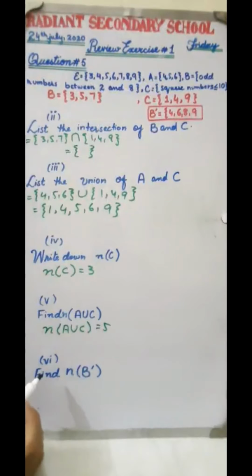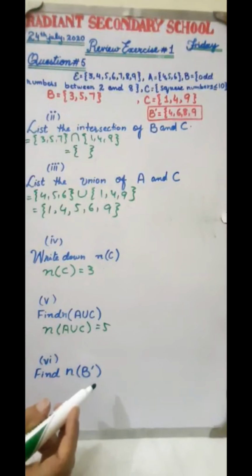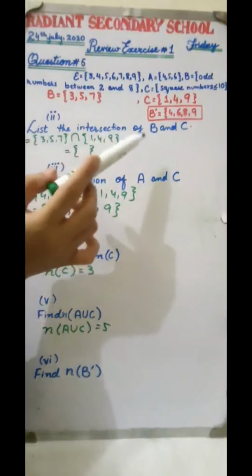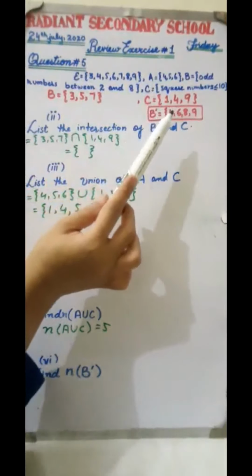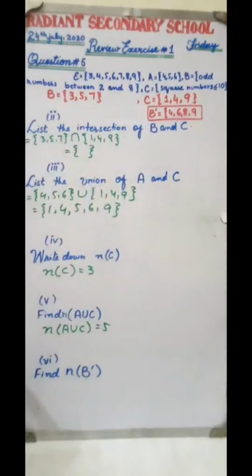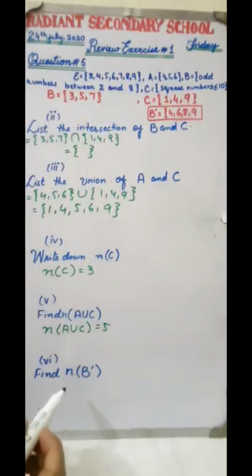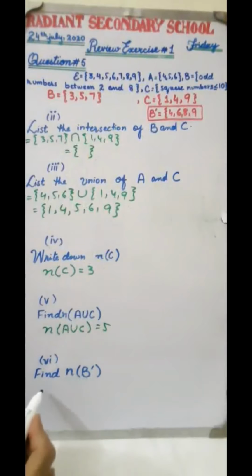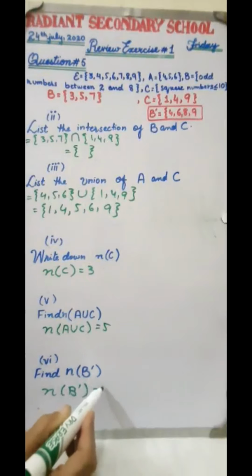Come on, sixth part. Number of elements in B complement. We have found B complement in part A of question number 5, and I have written it in the box, that was 4, 6, 8 and 9. B complement. So how many elements are there? 4 elements. So number of elements in B complement are 4.